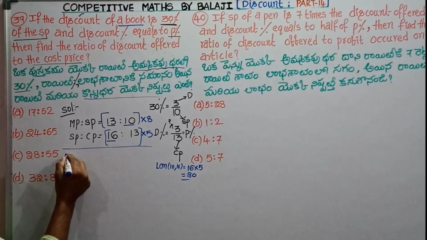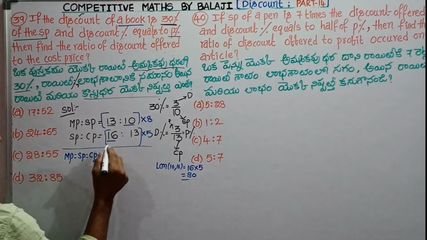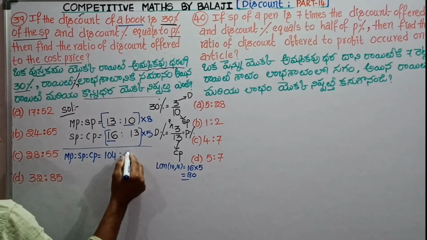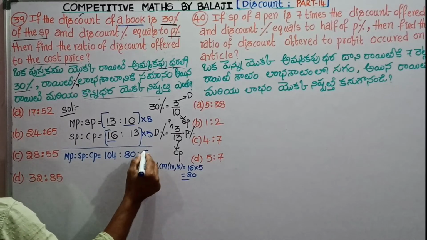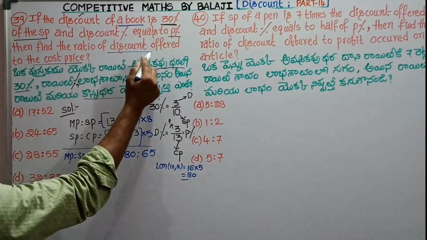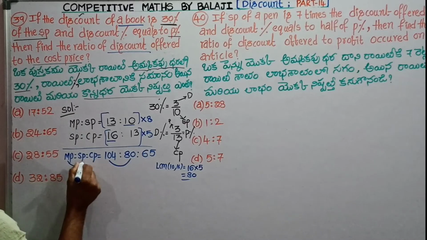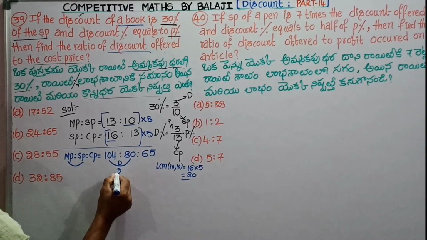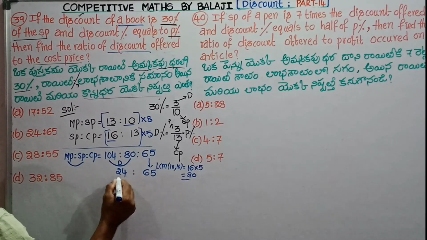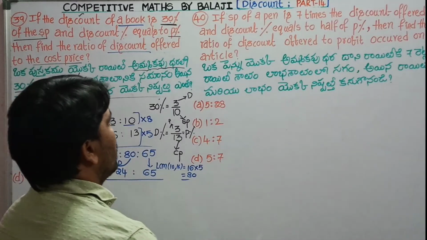So consider ratio of market price to selling price to cost price here. 13 8s are 104 is to selling price is 10 8s 80 or 16 5s 80. 5 13s are 65 is the cost price. We have to find the ratio of discount and cost price. See, discount is difference between market price and selling price. Discount is equal to 24 units and cost price is 65 units. So ratio of discount to cost price is 24 is to 65. So that is the answer.